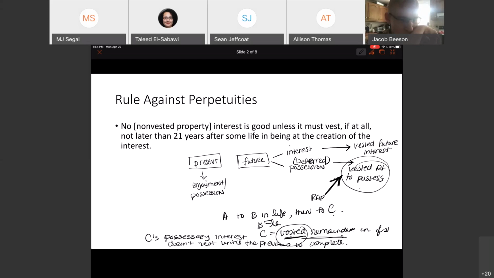So do you see how vest can be used? It's a verb. There is a condition that must be met before C can take possession, and that condition is that B's estate has to be done. But for RAP, we don't care about possession. We don't care about actual possession. We just care about when this future interest is going to vest.